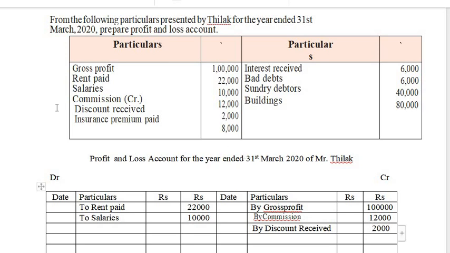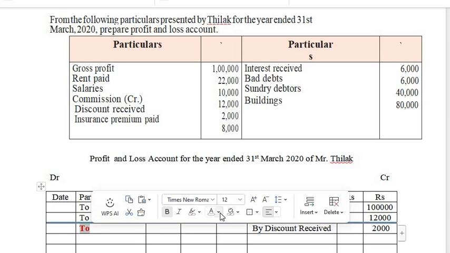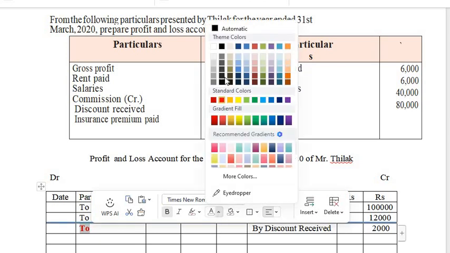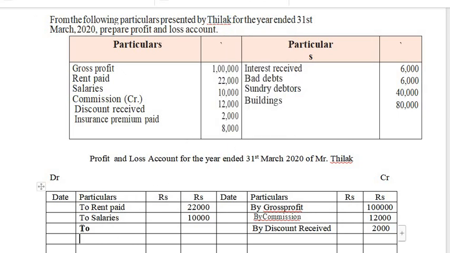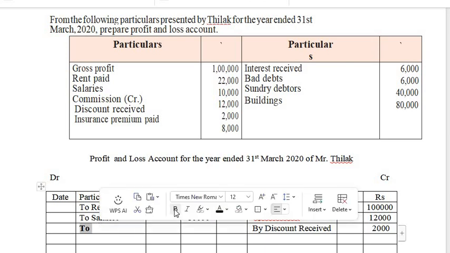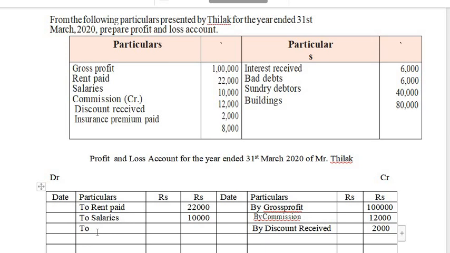The next one is insurance premium paid. Whenever any information is given with the term paid, you can consider it an expense. To insurance premium paid.